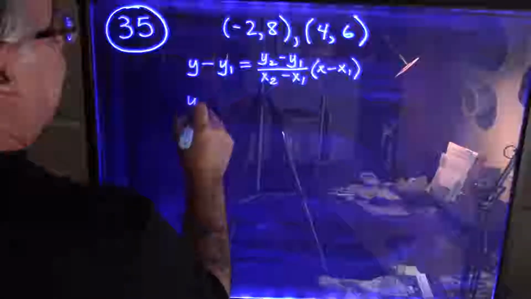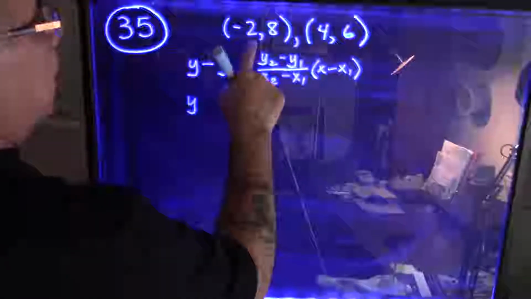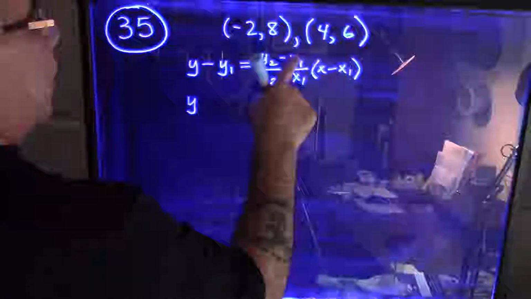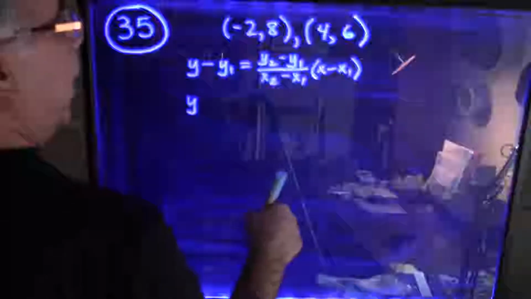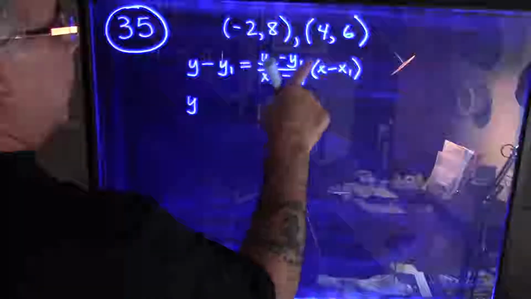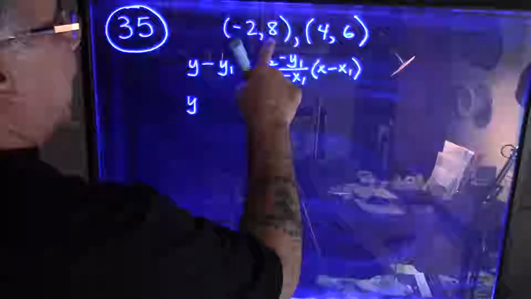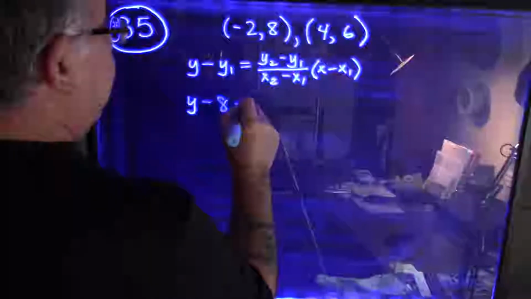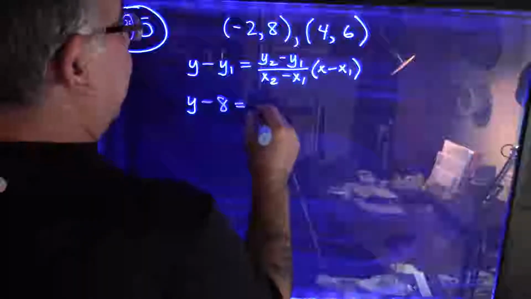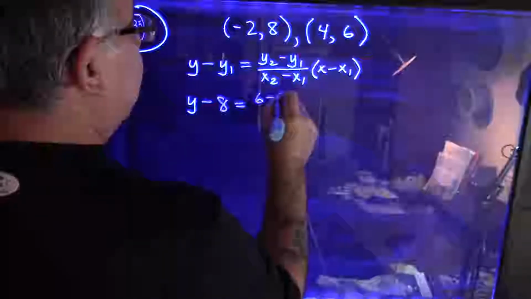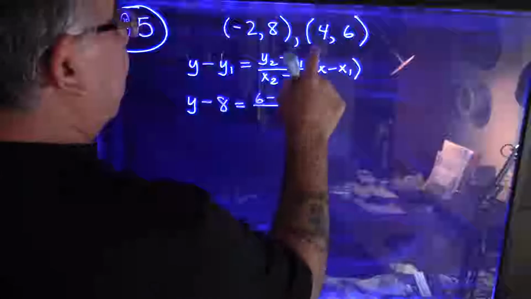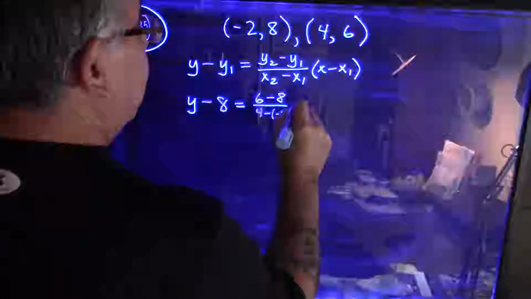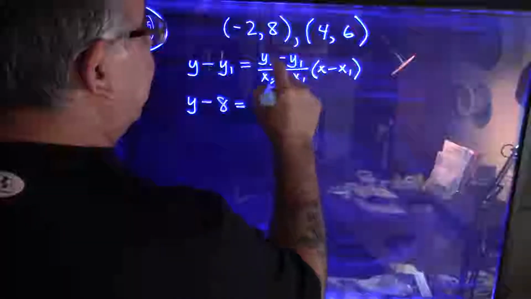Alright, so that's, again, call this point here x1, y1, and that x2, y2. Again, you could call that x1, y1 if you wish. You'll still get the same results at the end. But that's y minus 8 equals 6 minus 8 over 4 minus a negative 2 times x minus a negative 2.